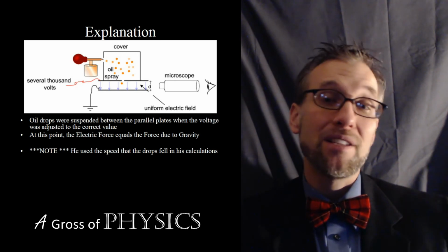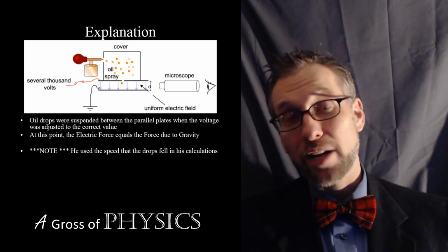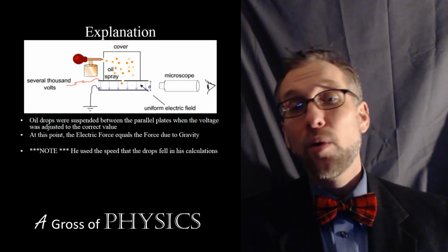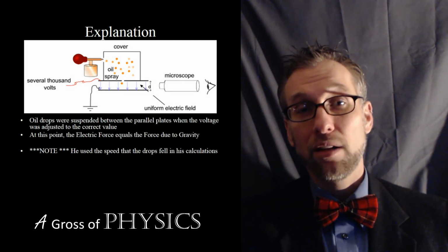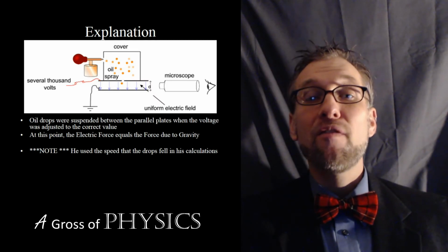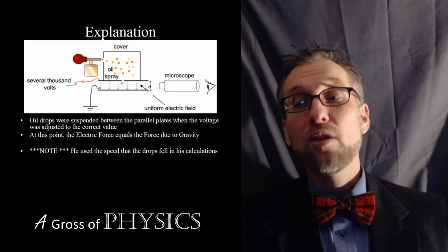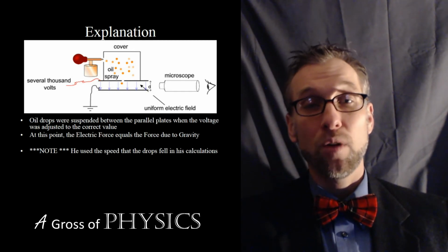And not every oil drop was the same size. Some were larger than others, some were smaller than others. Some had more electrons, some had fewer electrons. So what he had to do was painstakingly analyze all of the droplets that fell. And although he had a lot of data, he found that the base value, they were all multiples of that 1.6 times 10 to the negative 19 coulombs.